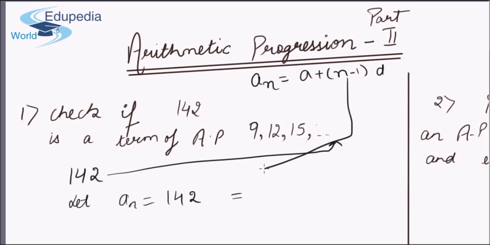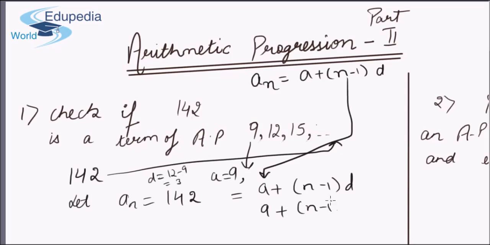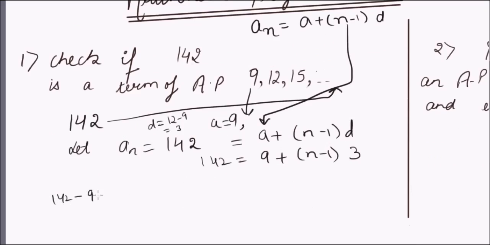which means a plus (n minus 1) into d is 142. Now a is 9 and d is 12 minus 9, that is common difference, which is 3, which gives us 9 plus (n minus 1) into 3 is 142. 142 minus 9 equals (n minus 1) into 3, which implies 133 over 3 equals n minus 1.